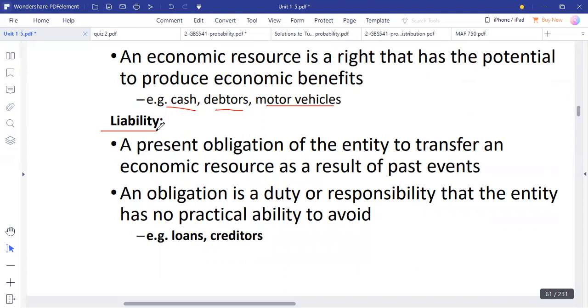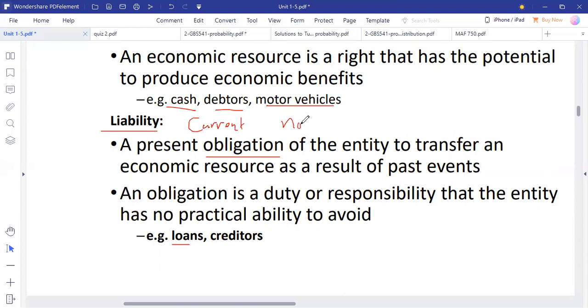Look at liabilities. This is simply an obligation to pay. Liabilities are what we owe as a business, an entity, to a transfer of economic resources as a result of past events. It's a duty or responsibility that the entity has to pay. We have examples of liabilities could be current liabilities and non-current liabilities.